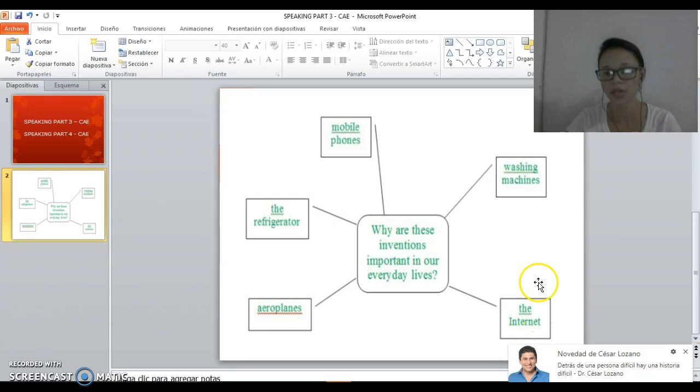And finally, the internet is very important because on the internet we can find anything we want. We can search past information, and we can look for any information we want to know about.